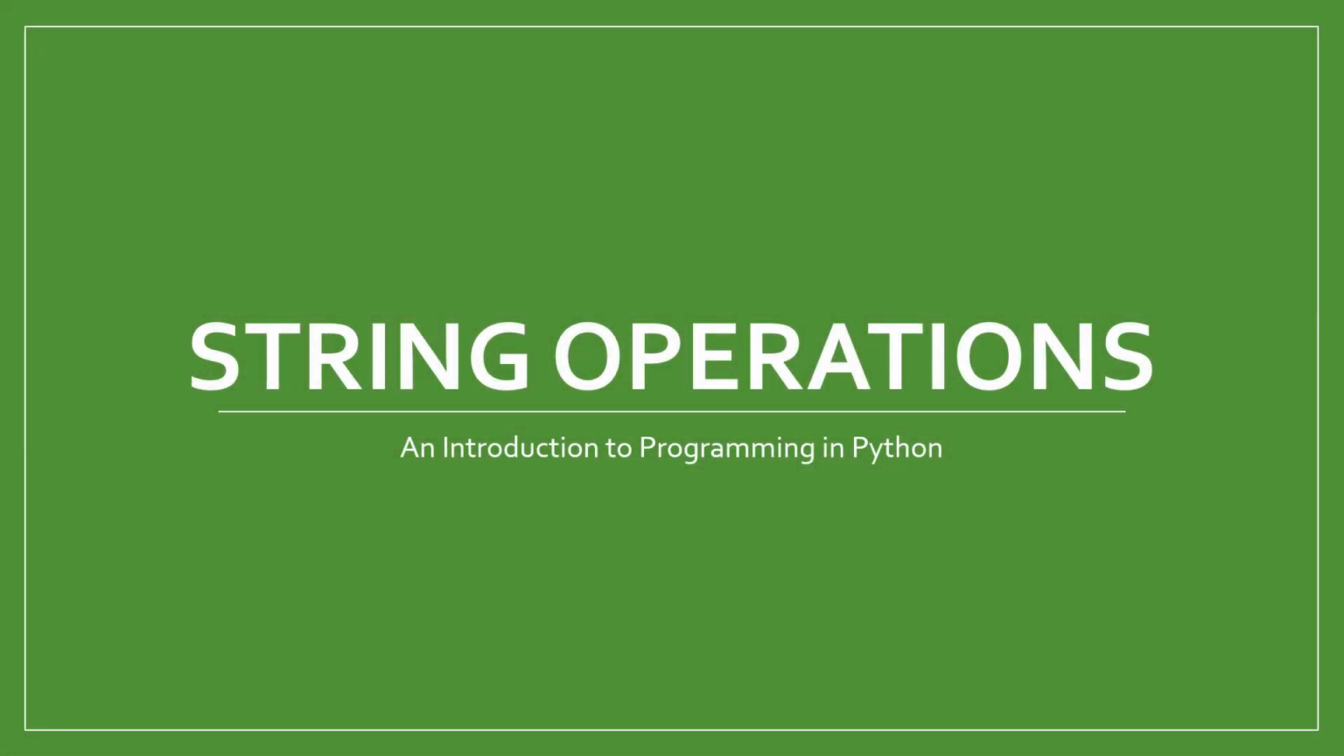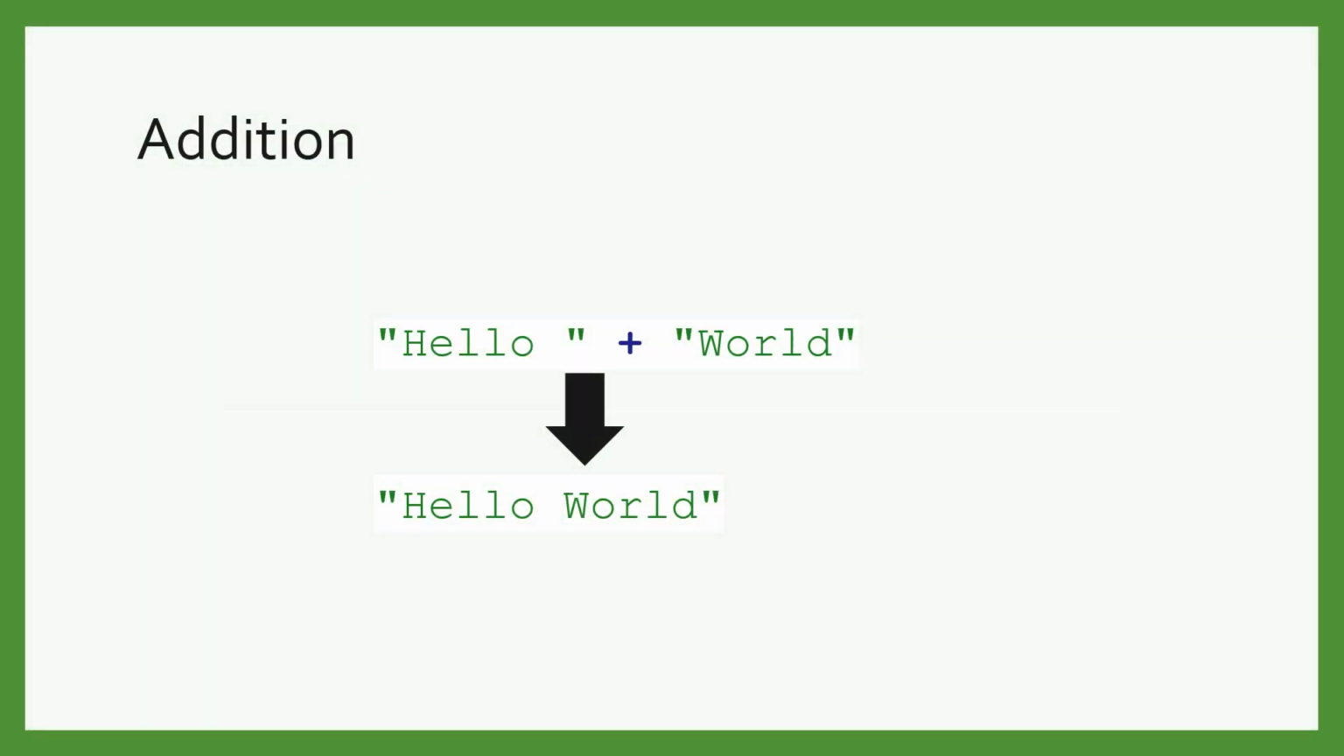Let's learn about string operations. Like numbers, you can add two strings together. This puts them side by side in a single new string. This is sometimes called concatenation.